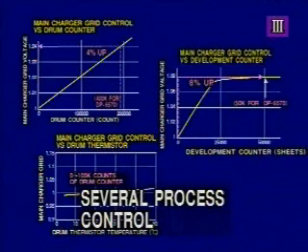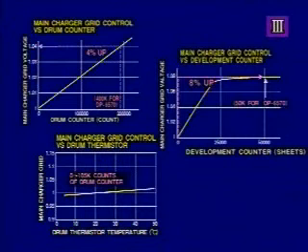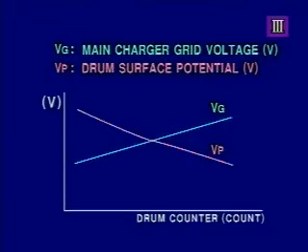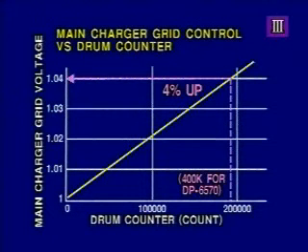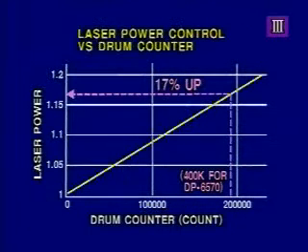But depending on the drum counter, the development counter, the drum thermistor, and the toner adhesion amount sensor, the following controls are performed for high image reproducibility. As the drum is used, the electrical potential of the drum surface gradually becomes lower. As a countermeasure against this, the charger grid voltage and laser intensity are raised, corresponding to the drum counter. When the drum counter reaches 190,000, which is equal to 400,000 copies for the DP6570, the charger grid voltage is raised by about 4% from the initial, and the laser intensity by about 17%.